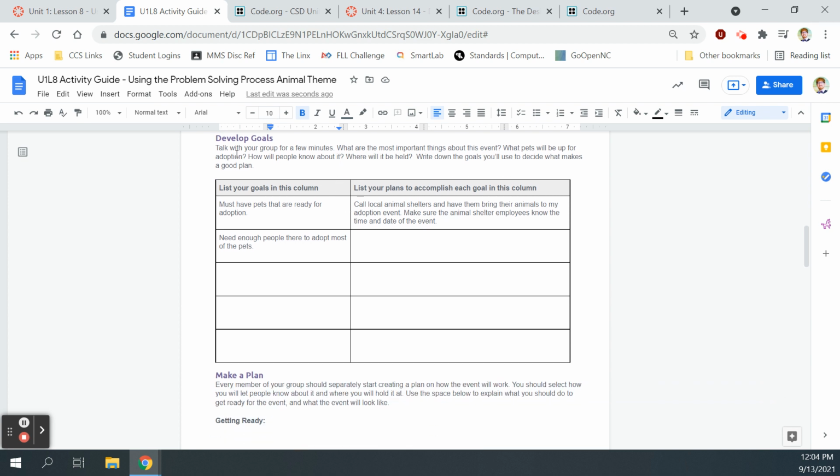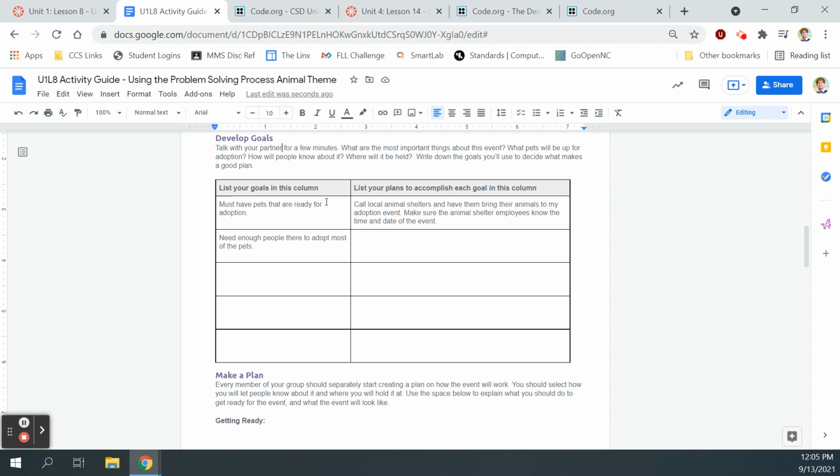You're going to then develop goals. Talk with your group for a few minutes. Well, let's say partner here. What are the most important things about this event? What pets will be up for adoption? How many people will know about it? Where is it going to be held? Write down the goals you'll use to decide what makes a good plan.